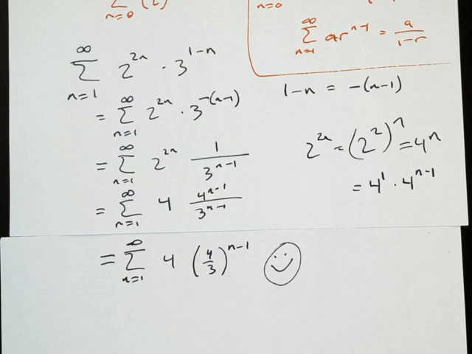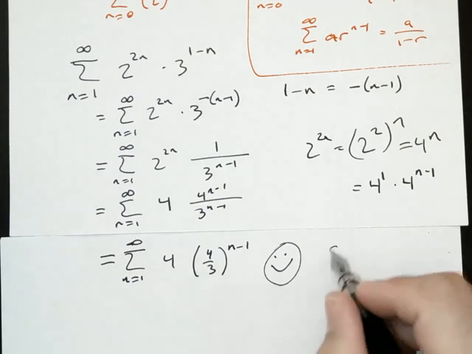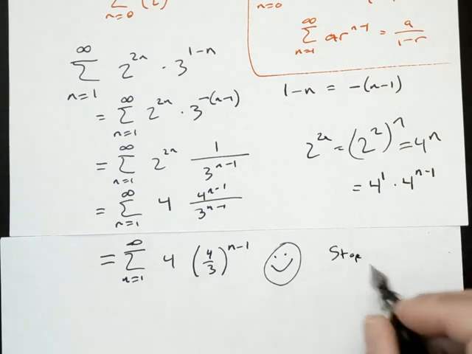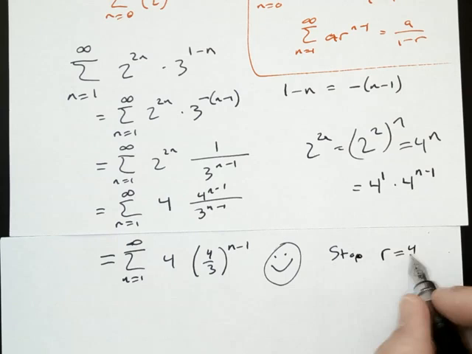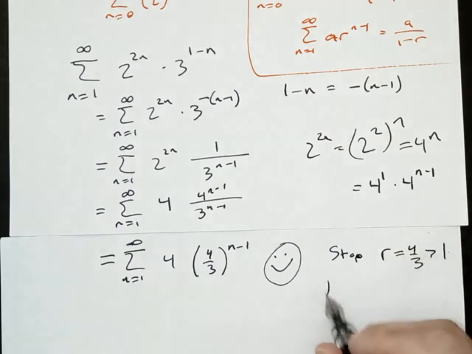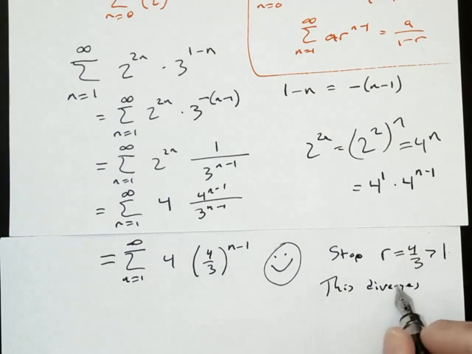I can stop right here. Stop. R equals 4/3 is bigger than 1. This diverges. So I don't even bother to put it into the formula. This turned out to be geometric.